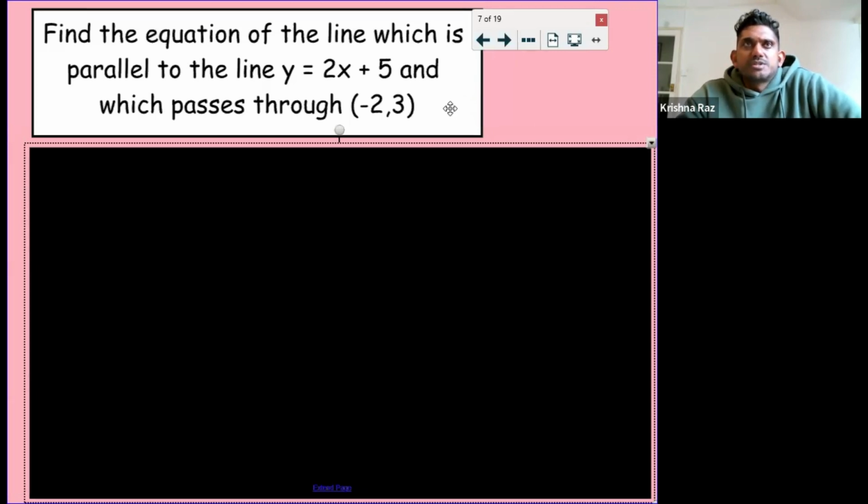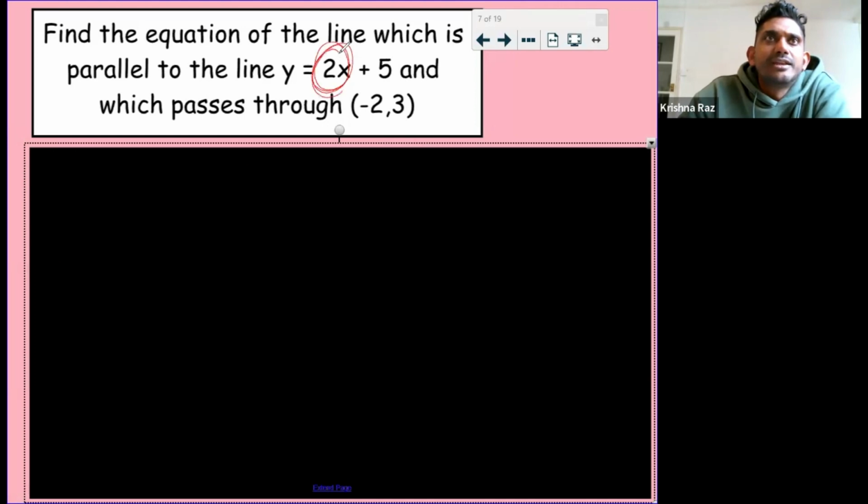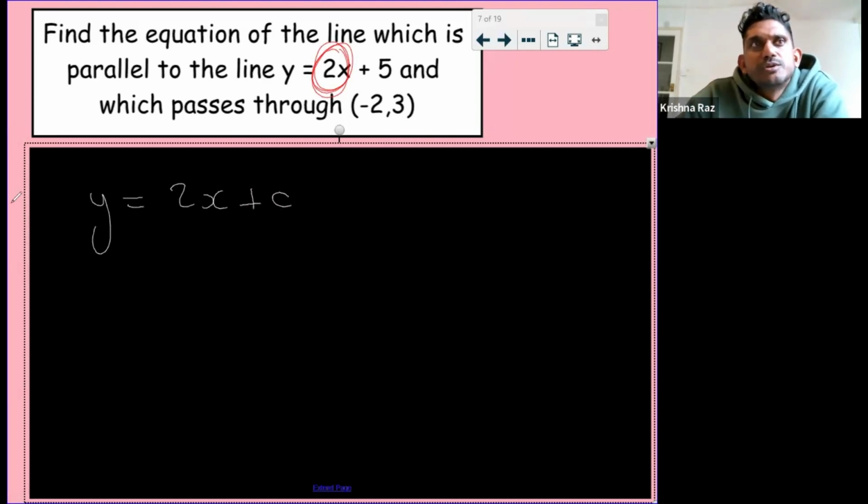Find the equation of the line which is parallel to the line y equals 2x plus 5 and passes through the coordinate (-2, 3). So this is very similar to the previous questions. But if it's parallel to this line, it must have a gradient of 2. So first step, y equals 2x plus c. Now we must use this coordinate here to figure out c.